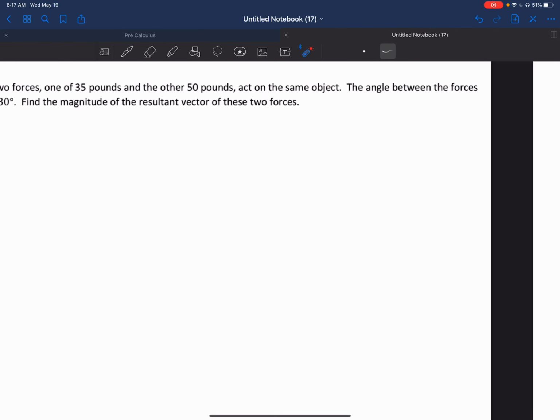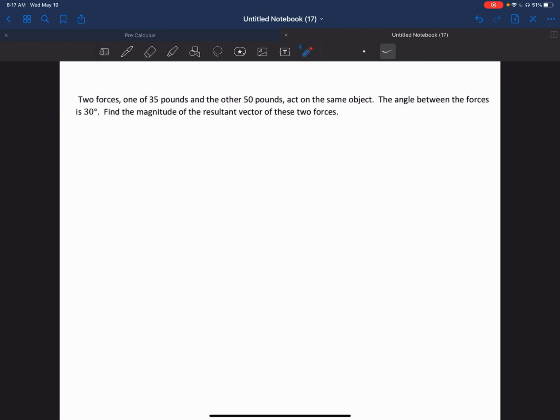Let's look at some examples with forces. So on this one, it says that you have two forces. One of the forces is 35 pounds. The other one is 50 pounds, and they're acting on the same object. The angle between the forces is 30, so that's going to be an important part. And then we're trying to find the magnitude of the resultant vector of these two forces.